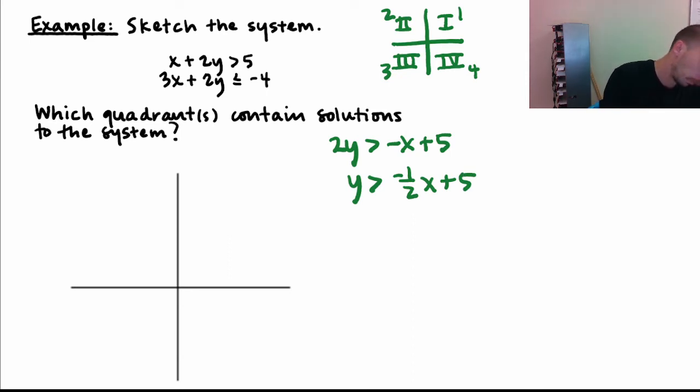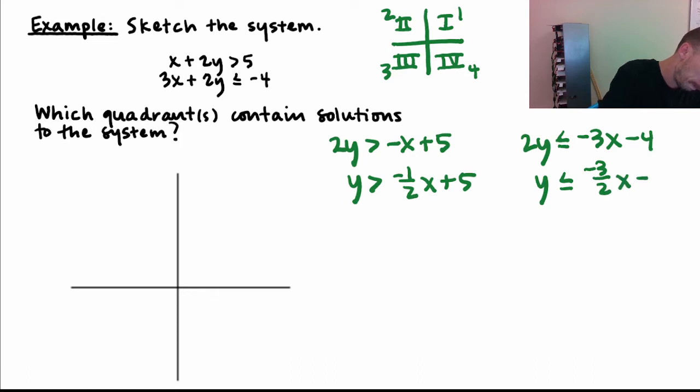Maybe I should do the other one also, so I know what my other y-intercept is and my other slope, so I have a better idea of what scale I want to use. Then I'll have 2y less than or equal to negative 3x minus 4. Then I'm going to divide everything by 2.